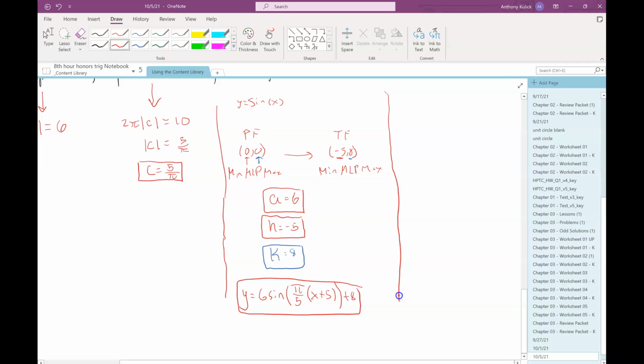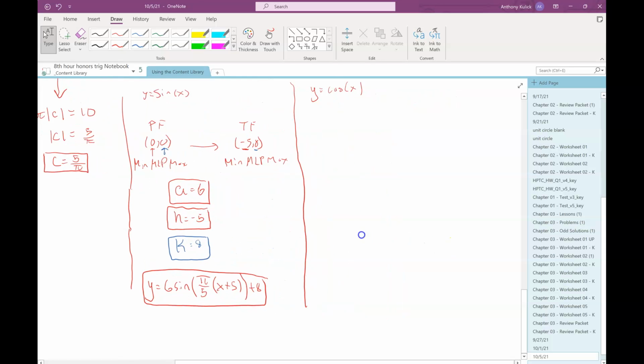Suppose we had wanted to do a cosine graph. Again, unless it specifies, you can choose whichever one you want. If I'm using a cosine graph, what point from my parent function would I want to use? 0, 1. And that was a maximum. So I would want negative 5, 8 also to be a maximum. So that tells me the a also has to be positive because we're going max to max. Because the x-coordinate of the parent function is 0, the x-coordinate from our transformed function needs to be the h.